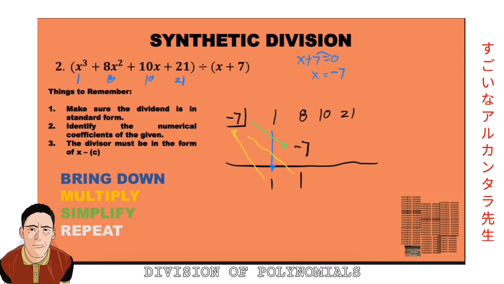So you do the same thing. 1 times negative 7. Write it here. This will give you negative 7 again. 10 minus 7, that will give you a 3. Then this 3 again will be multiplied to negative 7. The answer will be written below 21. The answer is negative 21. This will give you a 0. Always remember, constant.